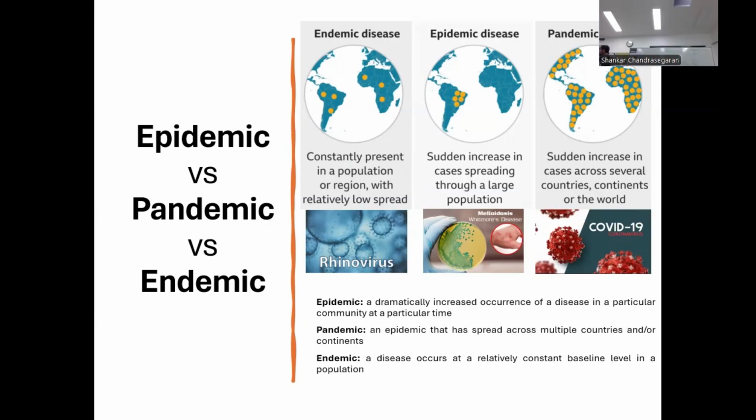When it comes to epidemic, that is basically it spreading through a specific population in a specific country. So let's say Australia suddenly had a very high rise in monkeypox cases. Sorry, let's try a different disease.